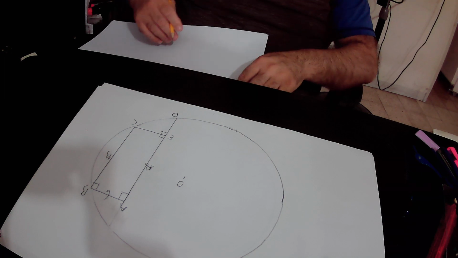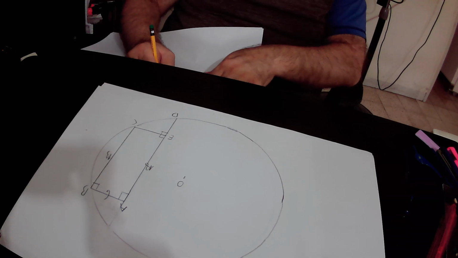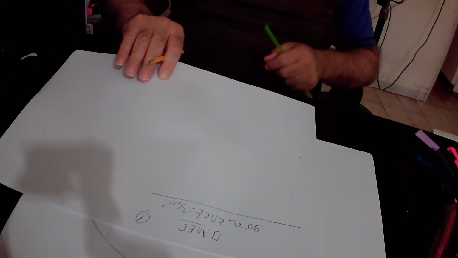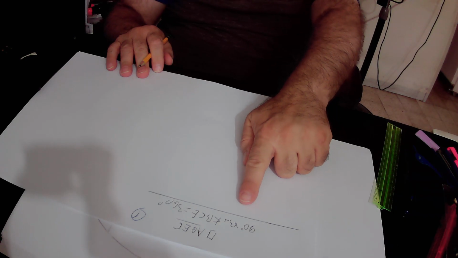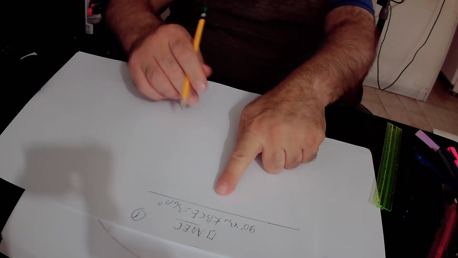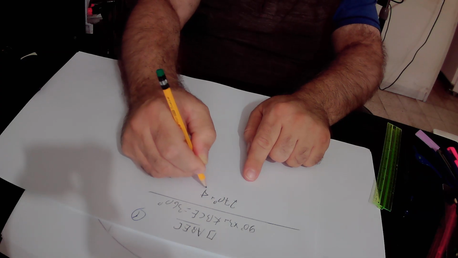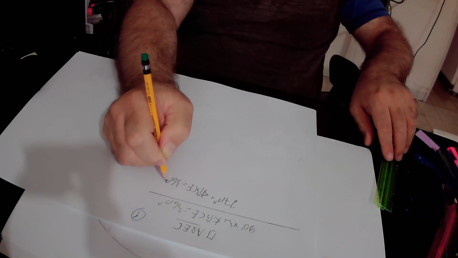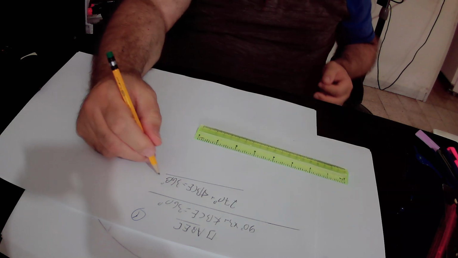I repeat again, in quadrilateral ABEC, we know that we have three right angles, therefore 90 degrees times 3 is 270 degrees, plus the missing angle, that is actually angle BCE. In total, it must be equal to 360 degrees, according to the rule that the sum of the angles in any quadrilateral is equal to 360 degrees.